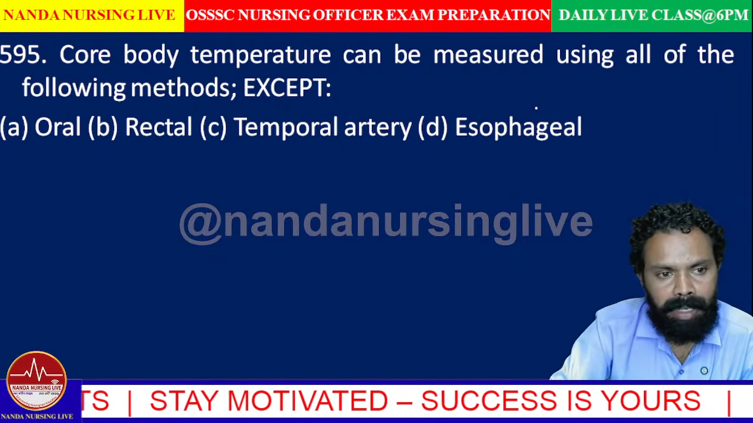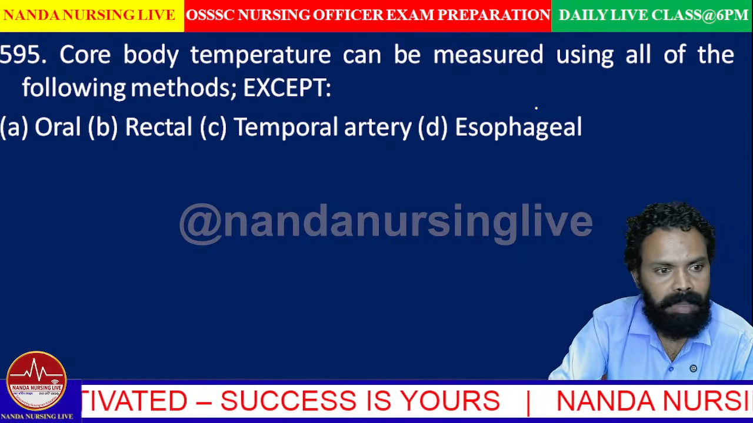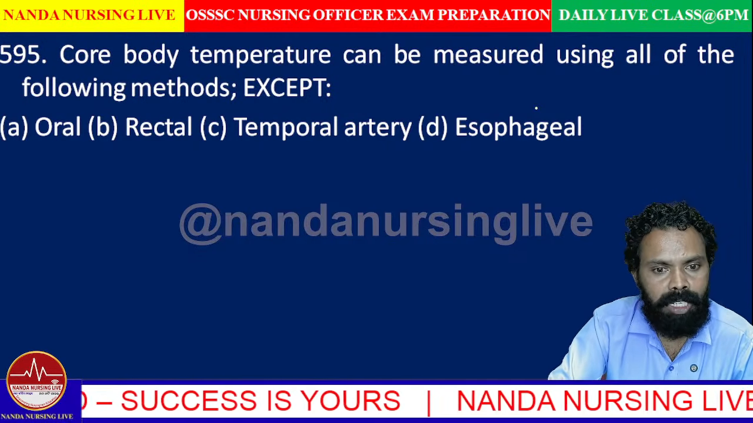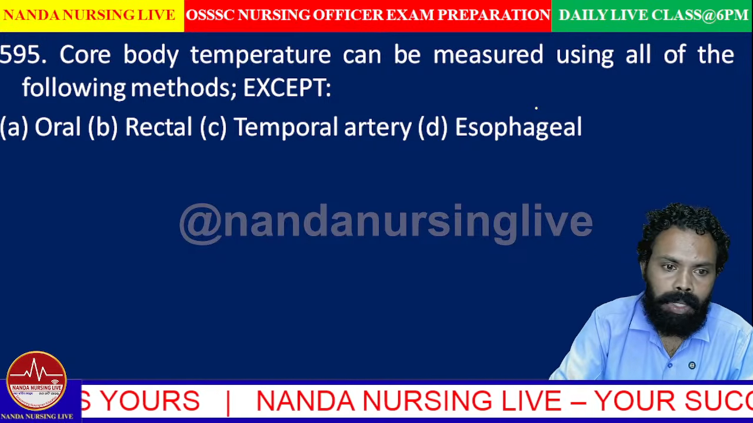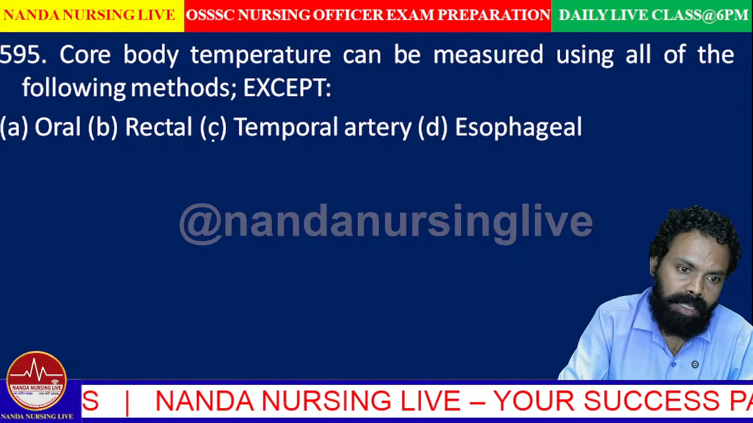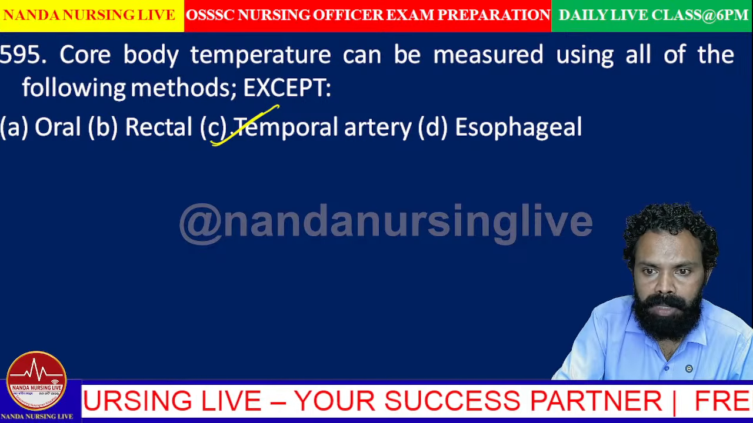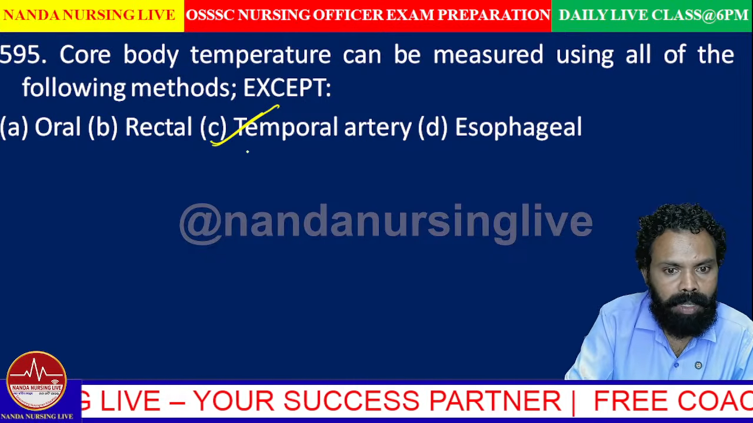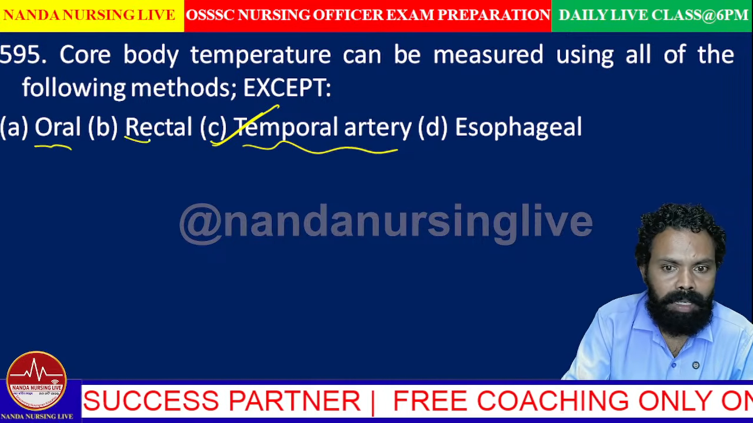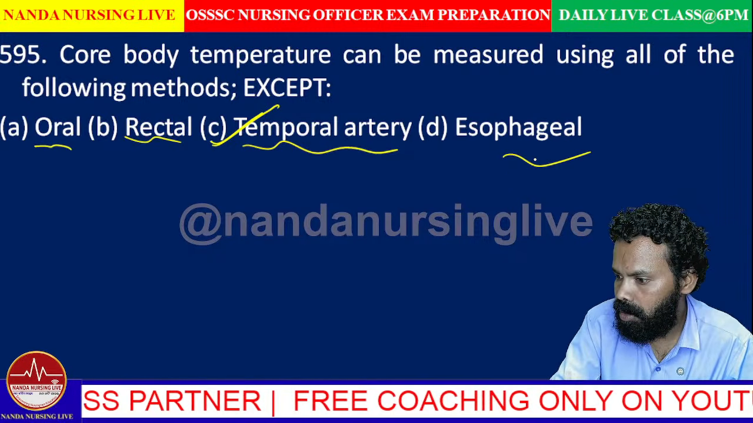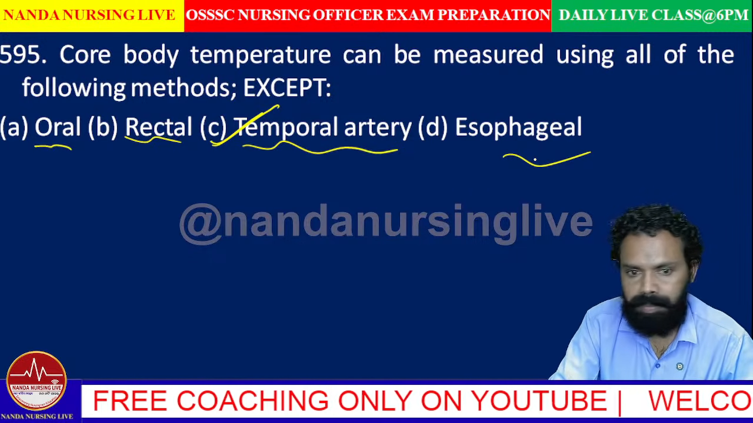Next question, question number 595: core body temperature can be measured using all of the following methods except. Option A is oral, option B is rectal, option C is temporal artery, option D is esophageal. So which option is the correct answer, beta? The correct answer is option C. Core body temperature can be measured using oral, rectal and esophageal methods, except option C, right?